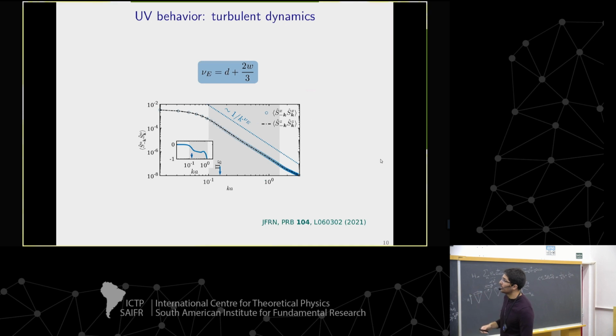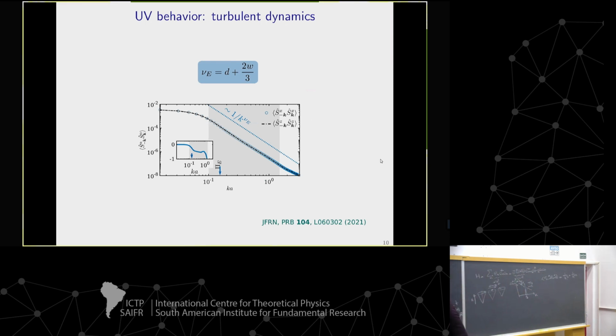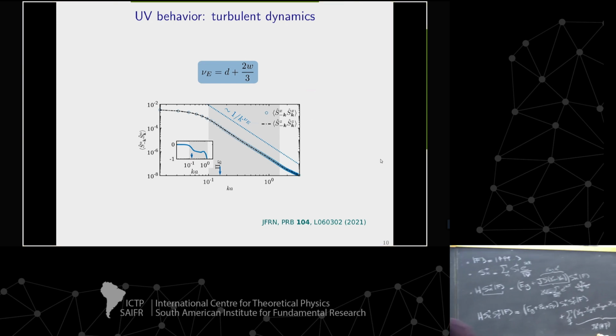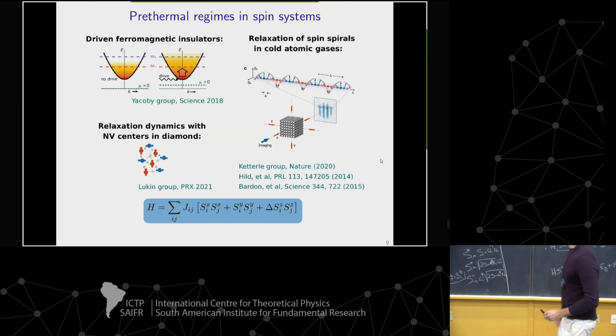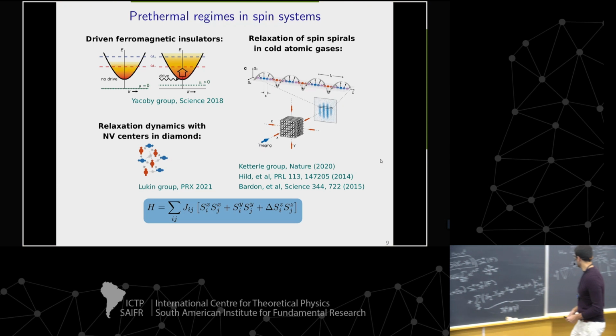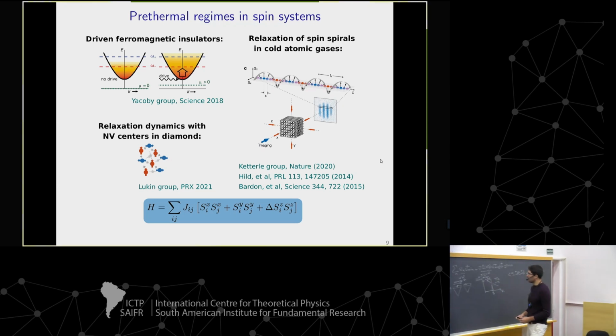If you were to compute how energy is distributed in momentum space, you will see that there's a net flux flowing towards the UV. So this is essentially very similar to what I did yesterday. You can play exactly the same game.